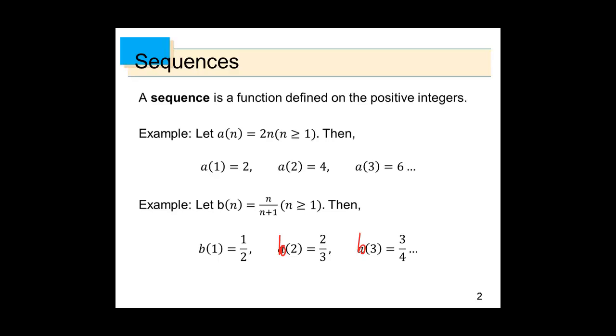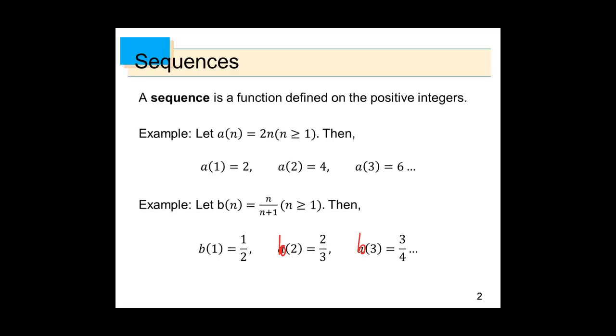So what's the value of a at 1? 2. The value of a at 2 is 4. The value of a at 3 is 6, and so on. Now keep in mind, you can view a sequence as an infinite list: a of 1, a of 2, a of 3, a of 4. A of 1 is usually called the first term of the sequence. A of 2 is called the second term of the sequence, and so on.